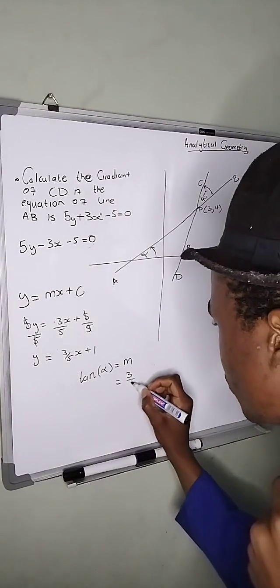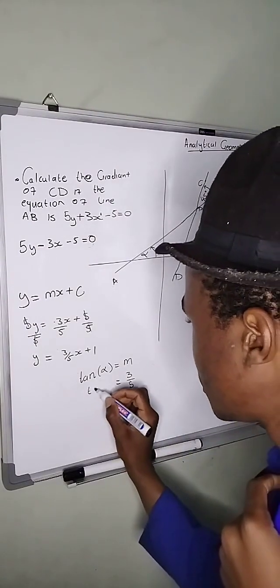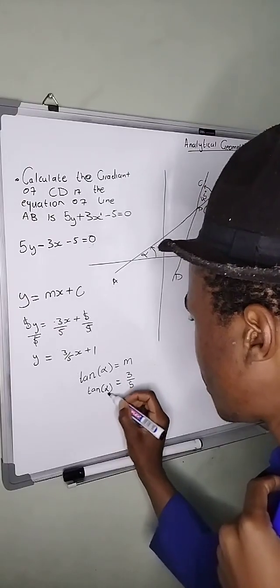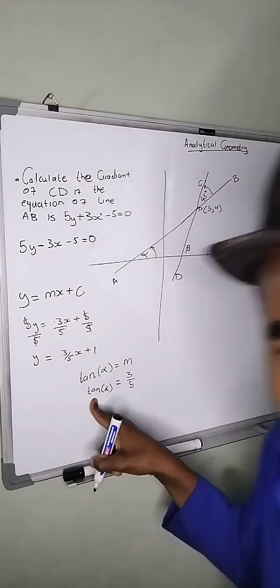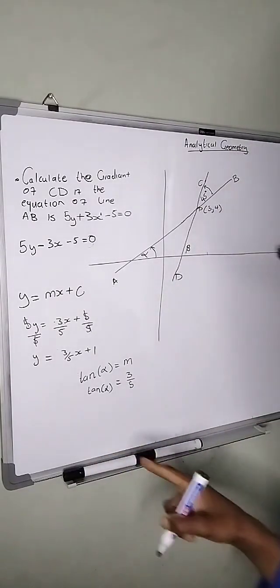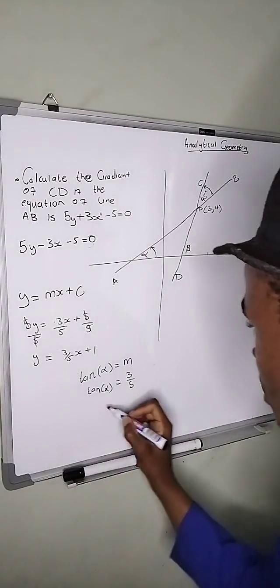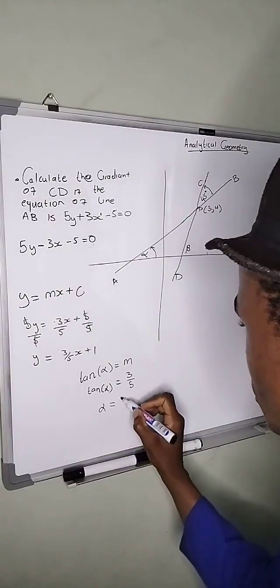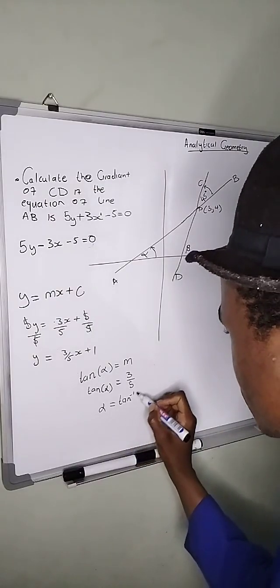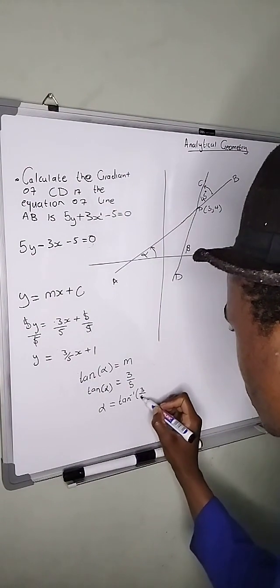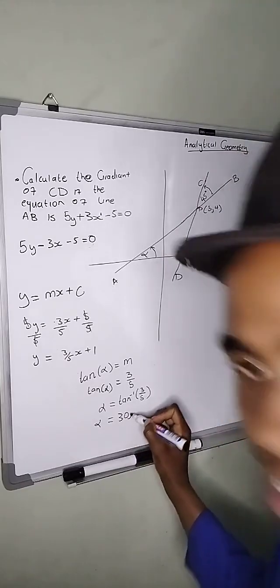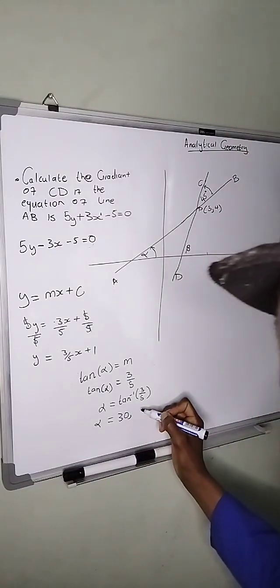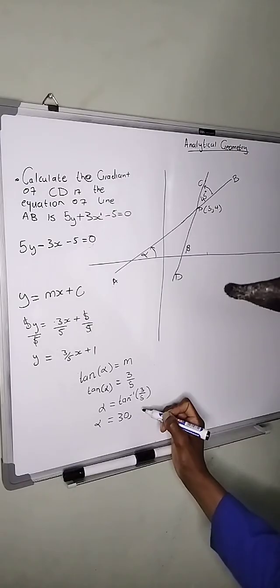Yes, 3/5. Then tan alpha is 3/5. Then I'm going to take this to the other side. Then I'm going to have second function of 3/5. Then what is my value of alpha? Is it 30 comma what? Can I get an answer, guys?